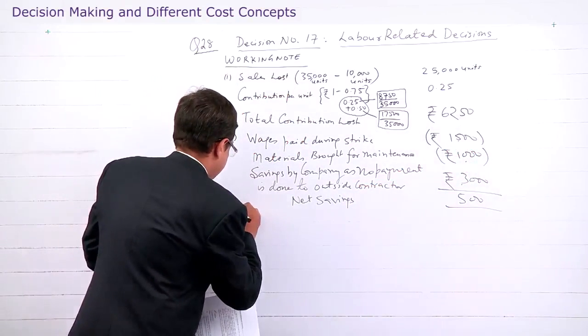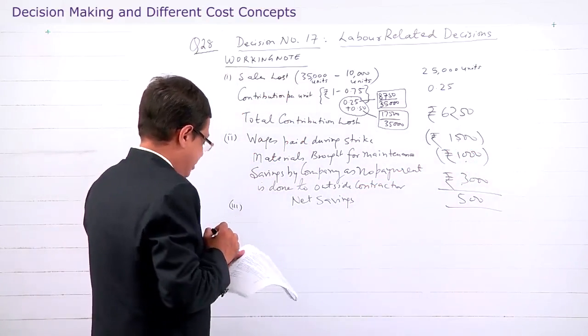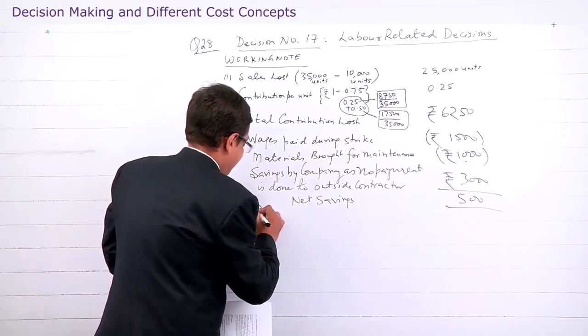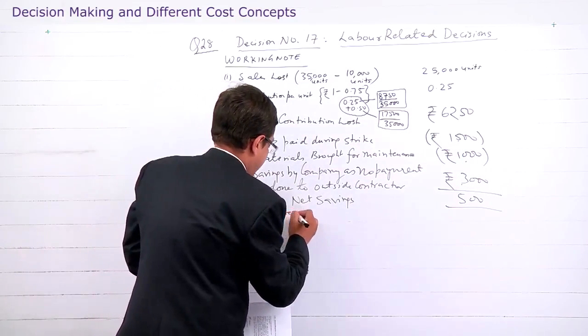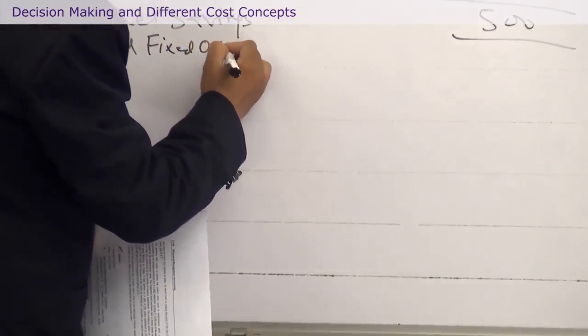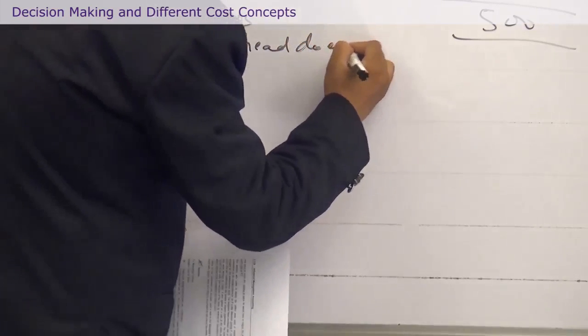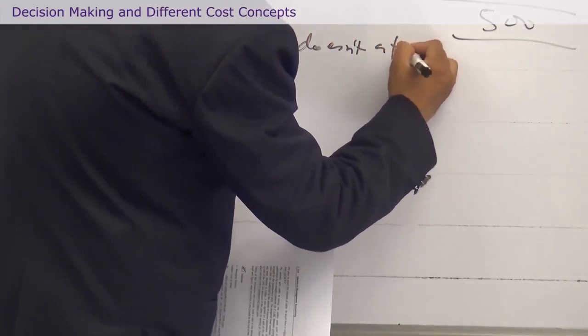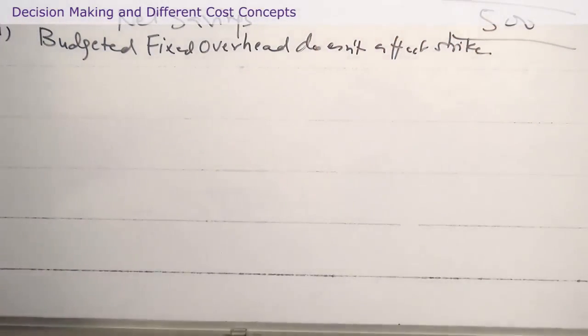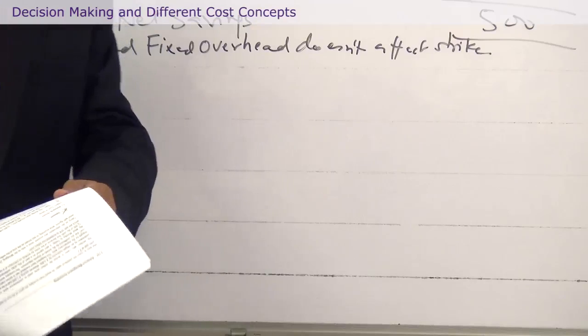Third point is about budgeted fixed overhead. So budgeted fixed overhead does not affect anyone. It is irrelevant. Does not affect strike. Why? This is already a cost which has been incurred.